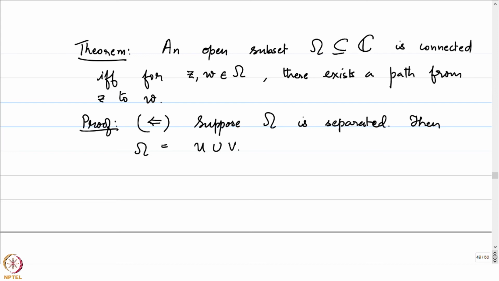Suppose you can write it as U union V, where U and V are both open in omega. Notice that omega is an open subset of C, so we don't have to worry about whether it is open in omega or whether it is open in C. But anyway, let's pick 2 points, Z and W, where Z is in U and W is in V. Let Z be a point in U. Because it's non-empty, there certainly exists one such point, and W in V. So let's take 2 such points, Z and W.